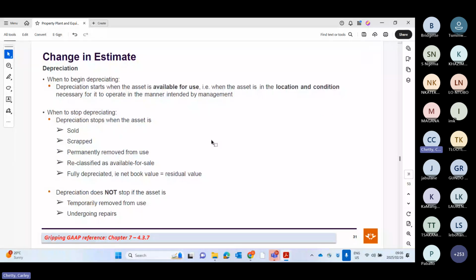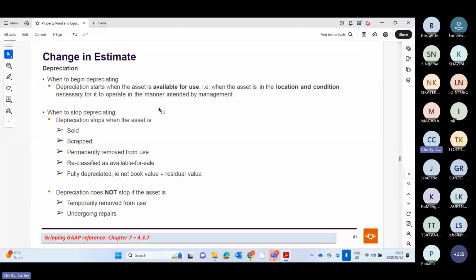So depreciation starts when the asset is available for use, when the asset is in the location and condition necessary for it to operate in the manner intended by management. When do we stop depreciating? Depreciation stops when the asset is sold, scrapped, permanently removed from use, reclassified as available for sale, or fully depreciated, which is when your net book value equals your residual value. Depreciation doesn't stop if the asset is temporarily removed from use or undergoing repairs.